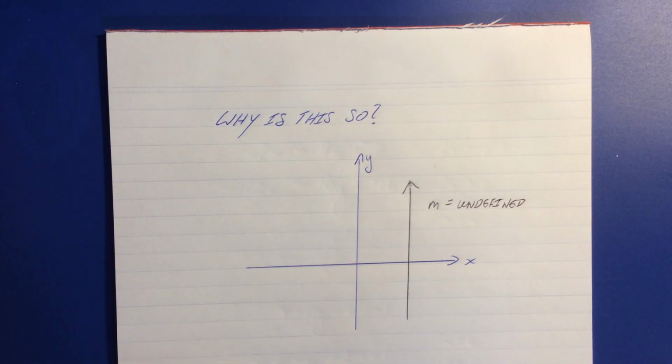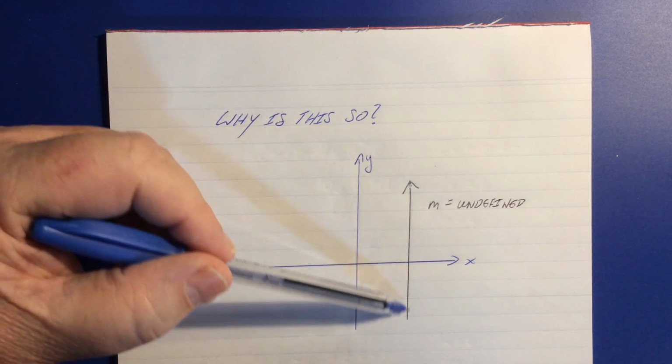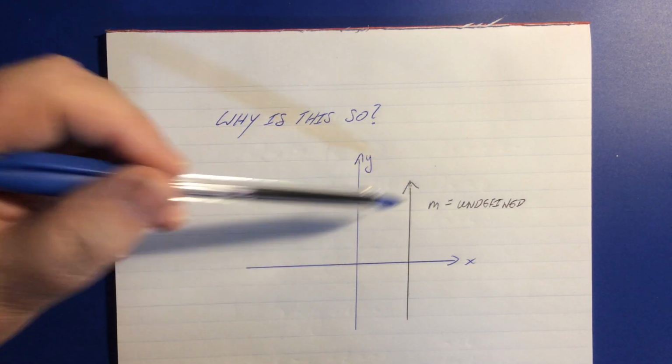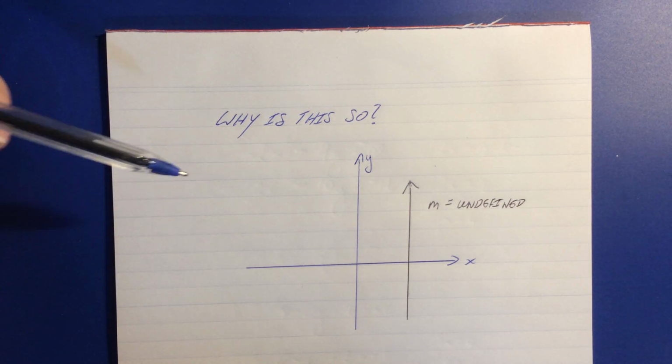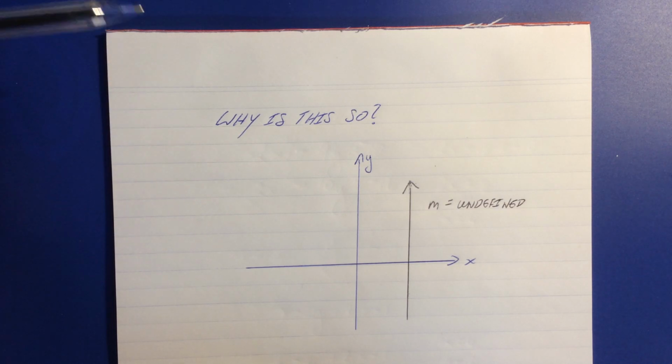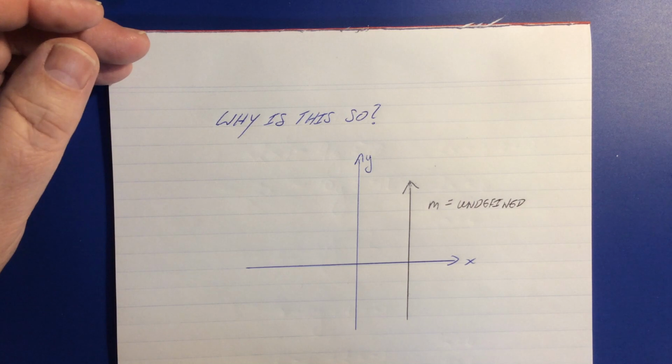Hi, I'm an old guy and I do maths, and the question of the day is, why is this so? Why is a vertical line given a gradient that is undefined? Why is that so? Well, there are a number of ways of answering this.